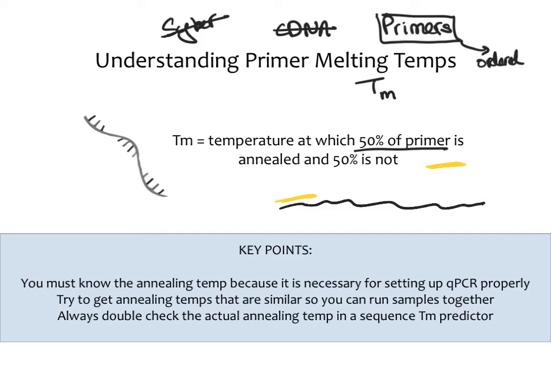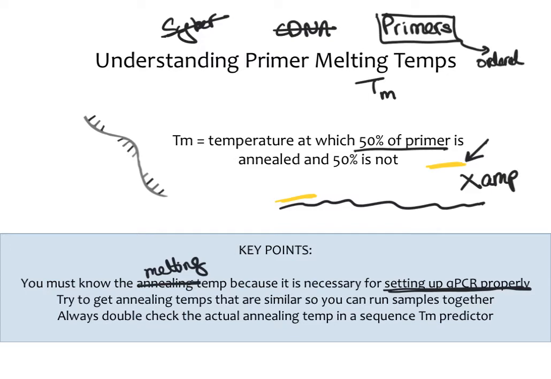This is an important temperature because if all of your primer is in this position, if your temperature is perhaps too high, then you will never get any amplification. So you need to be sure to check the TM and make sure that it is appropriate. Like we said, the annealing temperature is important, the melting temperature is important because you have to know it for setting up your qPCR properly.